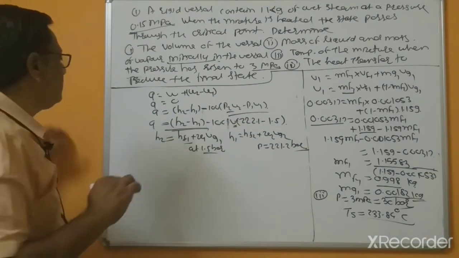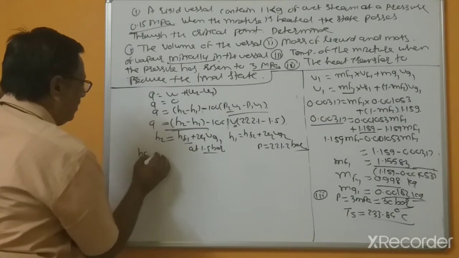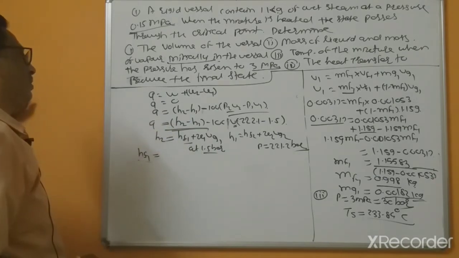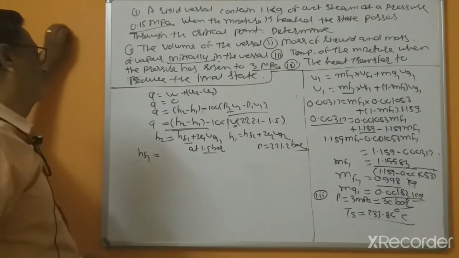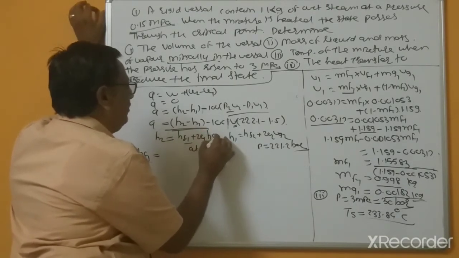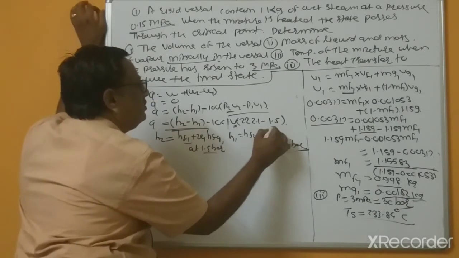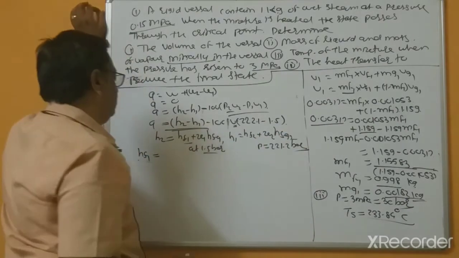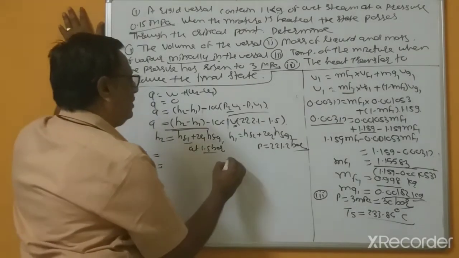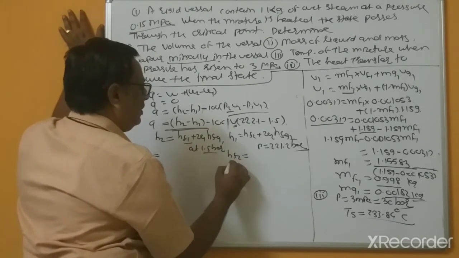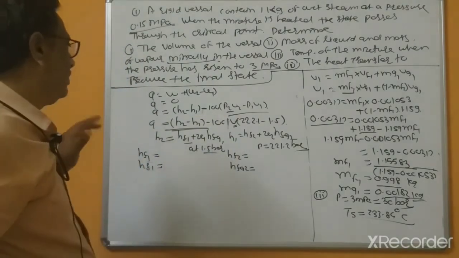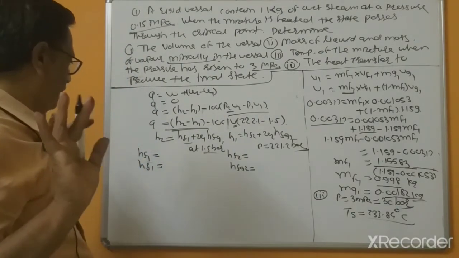So we require this Hf1, and it's not Vg1, so this is Hfg1 and this is Hfg2. Hfg, Hf1, Hf2, and this is Hfg2. All right, sufficient.